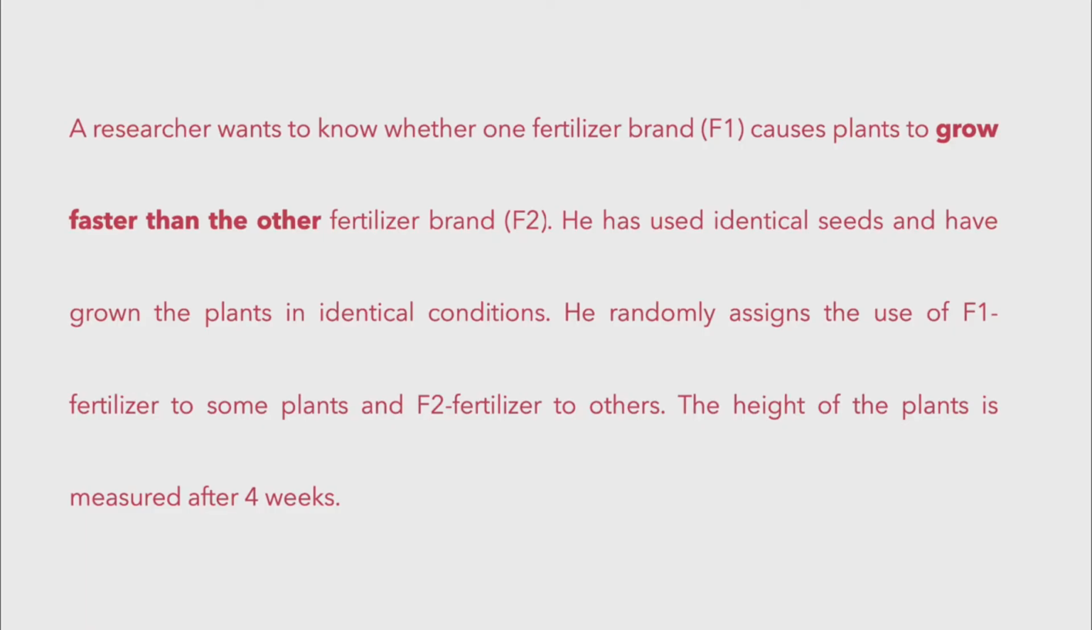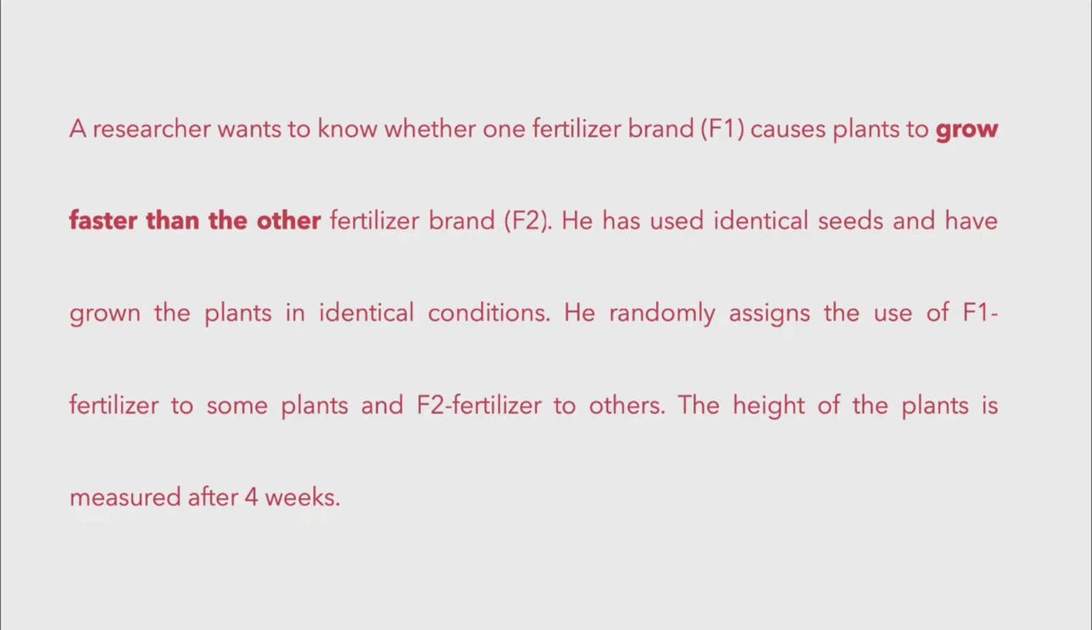A researcher wants to know whether one fertilizer brand, that is F1, causes plants to grow faster than the other fertilizer brand F2. So there are two different fertilizer brands, F1 and F2. This researcher has used identical seeds and has grown the plants in identical conditions. He randomly assigns the use of F1 fertilizer to a few of the plants and F2 fertilizer to others.